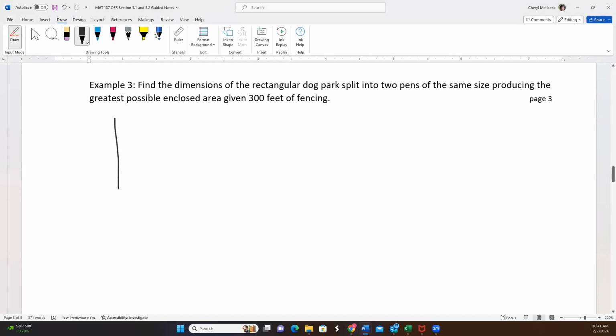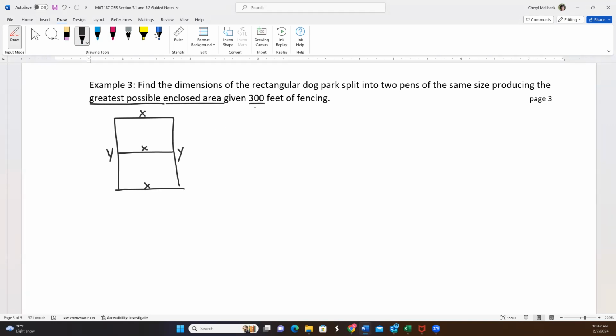I always like to draw the picture first. So, rectangular dog park, and it's got two pens of the same area. That's not really that critical, but you could draw it like this. Now, the way I've drawn it, I'm going to let these sides here be y and these sides here be x. You could have chosen them the other way, but we're going to do it this way. And we want all of this total fencing to be 300 feet, and we want to maximize the area. Greatest possible area.